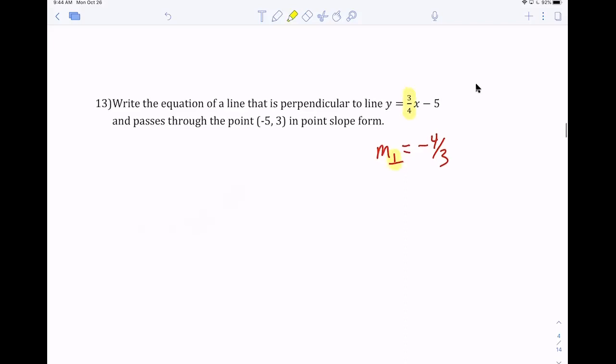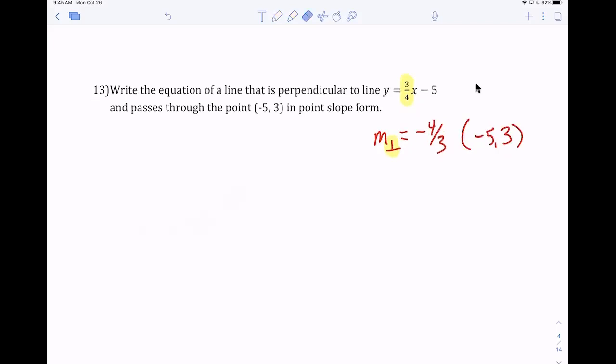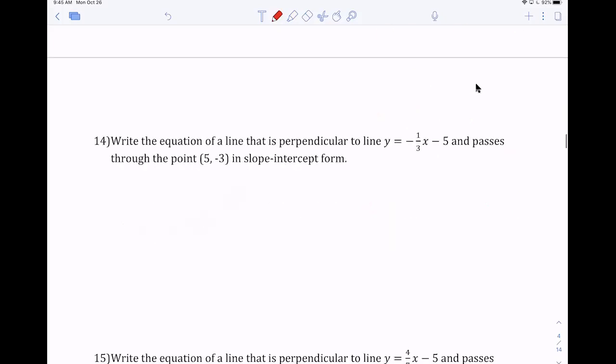And we're passing through what point, Lily? -5, 3. Beautiful. Now, we want the equation in what? Point slope. Okay, point slope. This is the easy one. Go. Y minus 3 equals -4/3 parentheses x plus 5. Wow, that is it. We're done. The end of the problem. Nothing to it. Parallel, equal slopes. Perpendicular, negative reciprocals.